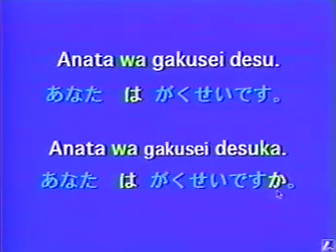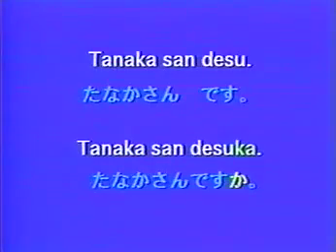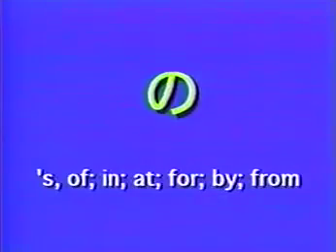Now, let's learn new particles today. Another example of ka, "Tanaka-san desu." And then make it a question, "Tanaka-san desu ka?" Are you Mr. Tanaka? Okay, now, let's learn a new particle today. This particle, no, is translated as apostrophe s, or of, in, at, for, by, from, depending on the context.